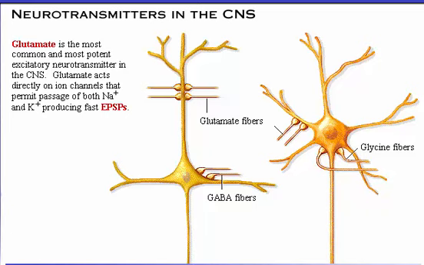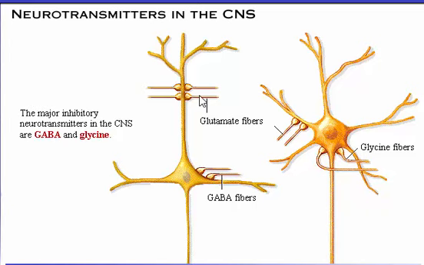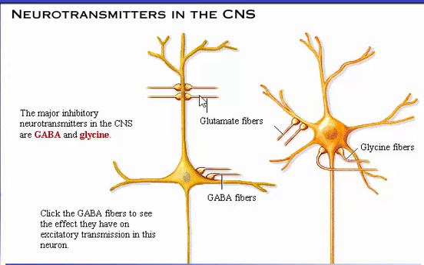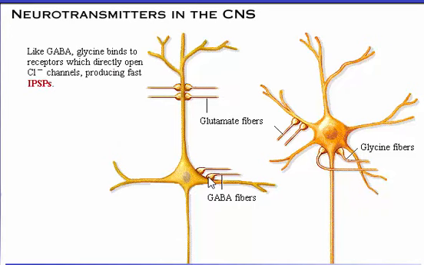The major inhibitory neurotransmitters in the central nervous system are GABA and glycine. Click the GABA fibers to see the effect they have on excitatory transmission in this neuron. Like GABA, glycine binds to receptors which directly open chloride channels, producing fast inhibitory postsynaptic potentials. Click the glycine fibers to see the effect they have on excitatory transmission. Click any of the fibers to see the animations again.